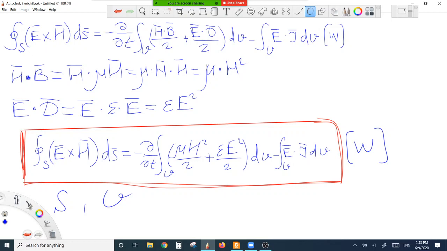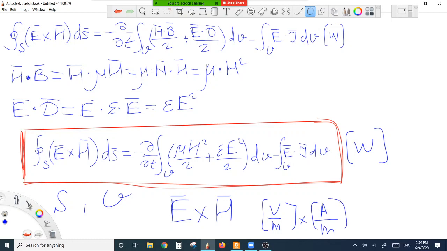And the expression E cross H, or electric field intensity cross product with the magnetic field intensity, has the units of volt per meter cross the H has units of ampere per meter, which will become watt per meter squared, and therefore the expression E cross H is a surface power density.